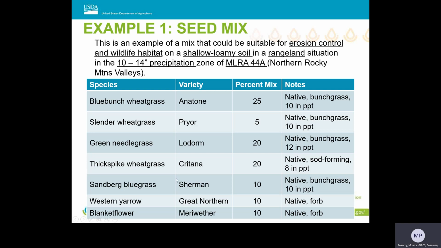I've also included a mix of different life forms. So I have some forbs here, and the rest are grasses. I have included a diversity of different life and growth forms. So life forms are grasses and forbs. Growth forms are bunch grasses versus sod forming grasses.